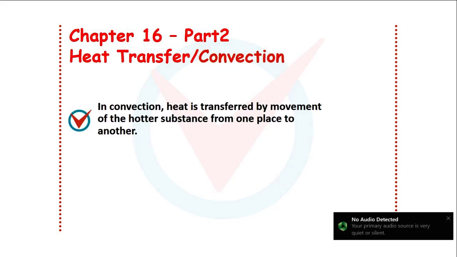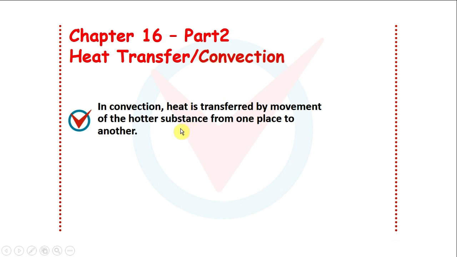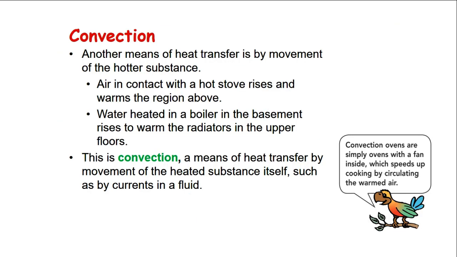Part 2 of Chapter 16, Heat Transfer through convection. Now, convection is the second method of heat transfer. What happens in convection is that heat transfers through movement of the material, of matter, from one place to another. This is different from the first method called conduction.